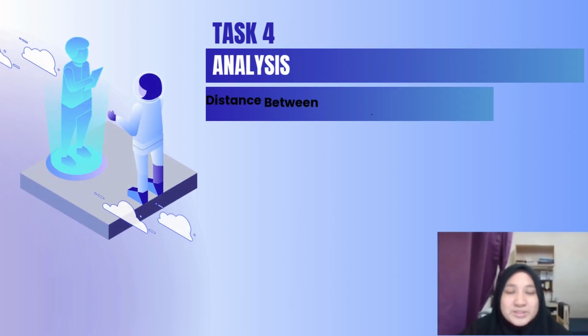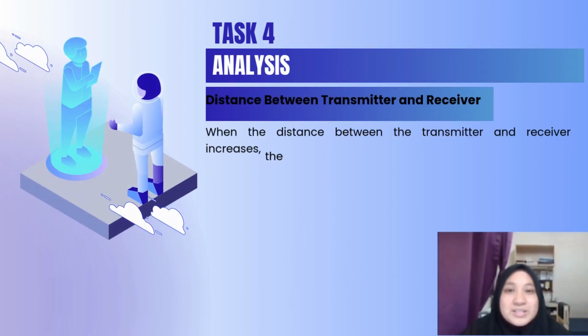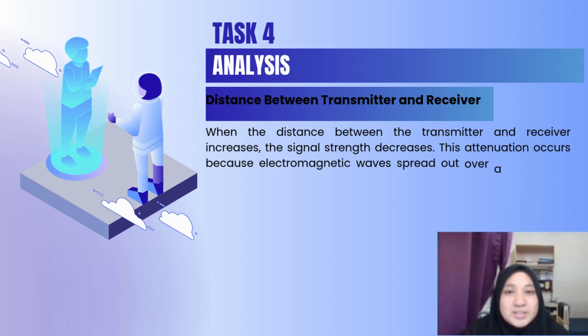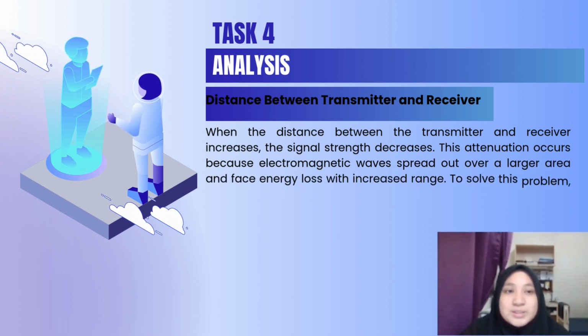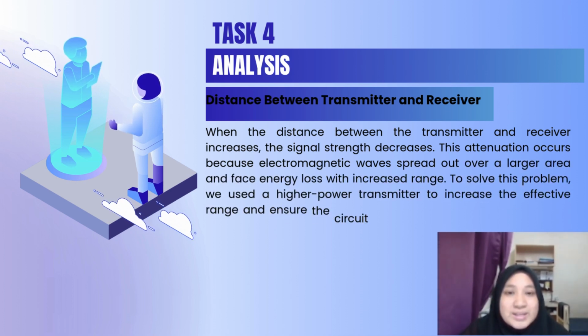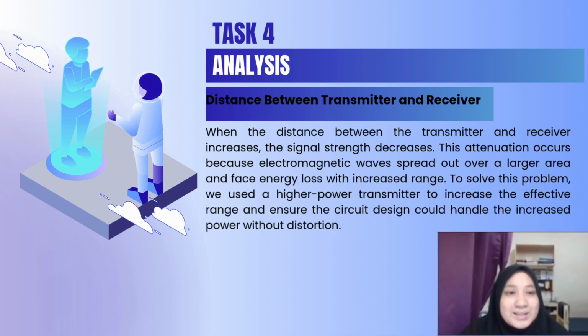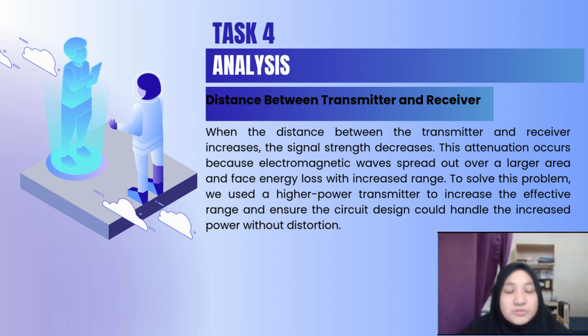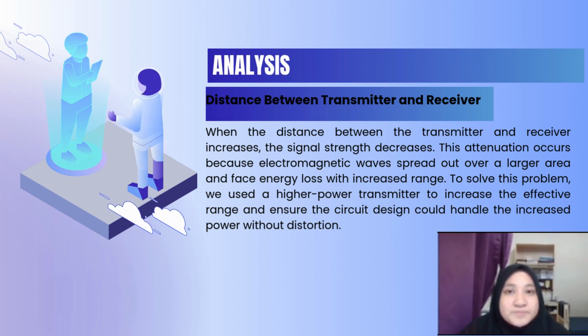Okay, so now I will present about analysis. First, distance between transmitter and receiver. When the distance between the transmitter and receiver increases, the signal strength decreases. This attenuation occurs because electromagnetic waves spread out over a large area and face energy loss with increased distance. To solve this problem, we use a higher power transmitter to increase the effective range and ensure the circuit design could handle the increased power without distortion.